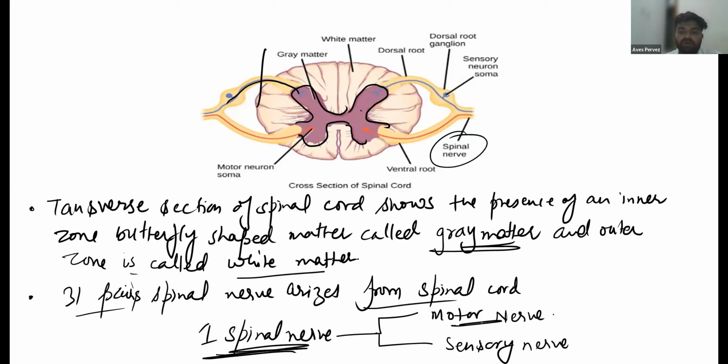One spinal nerve consists of a motor nerve and a sensory nerve. And what's the function of motor and sensory? We will discuss it later. So please note it down. Okay.